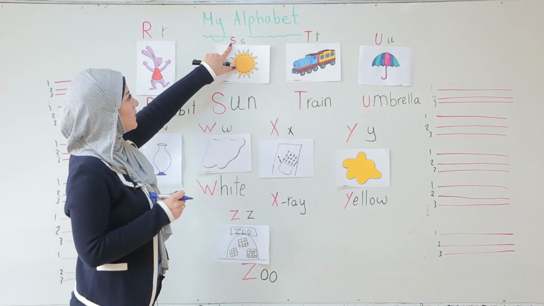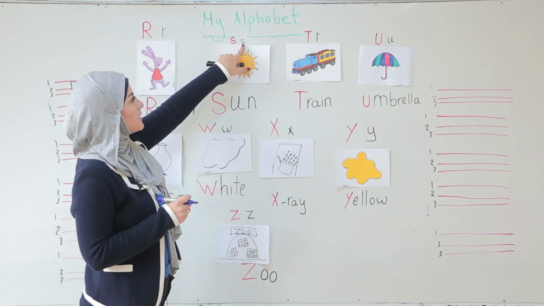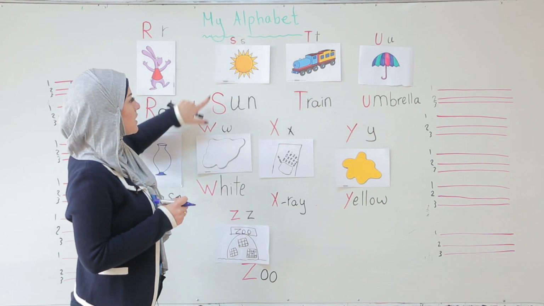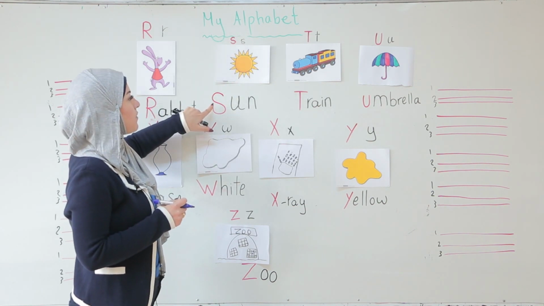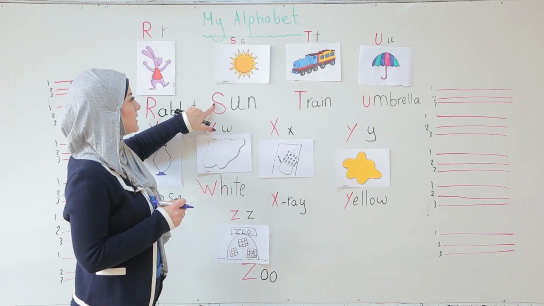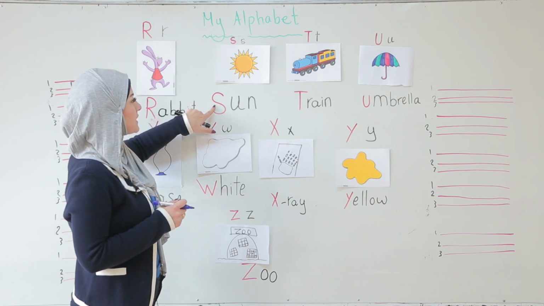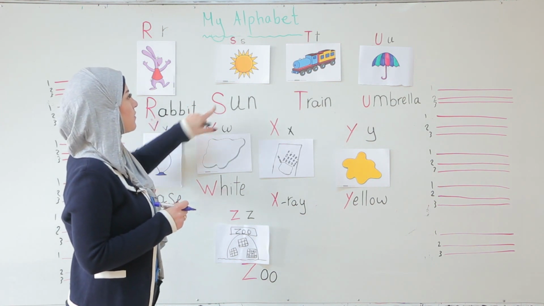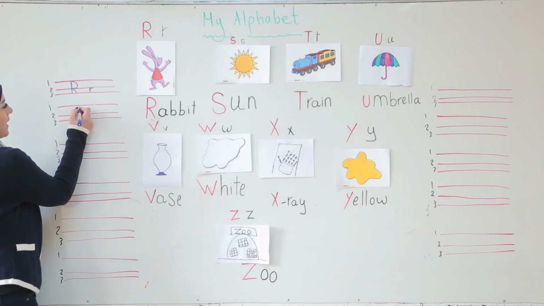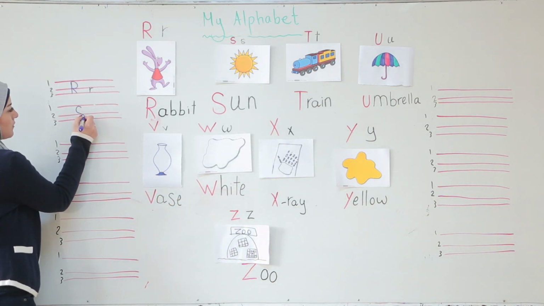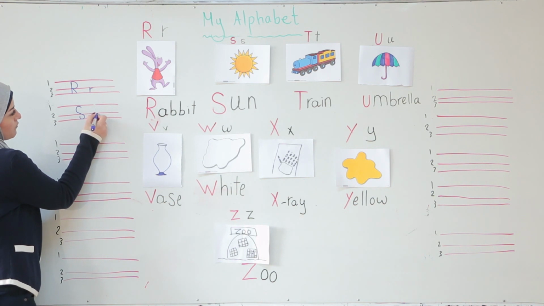Capital S, small s. S like sun. The sound of the letter S is S, S, sun. Capital S, small s between the lines.